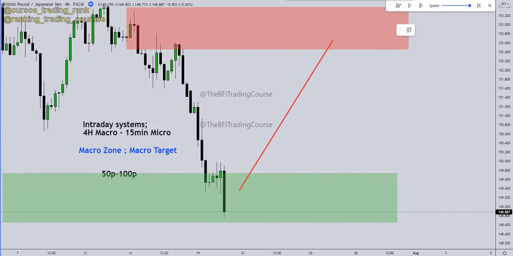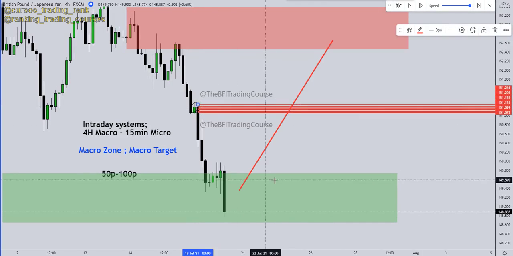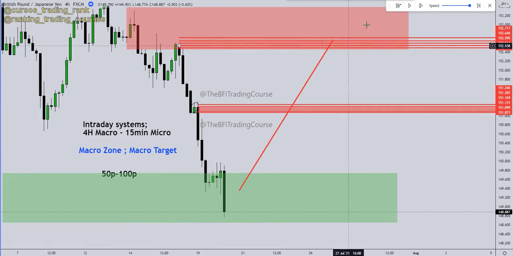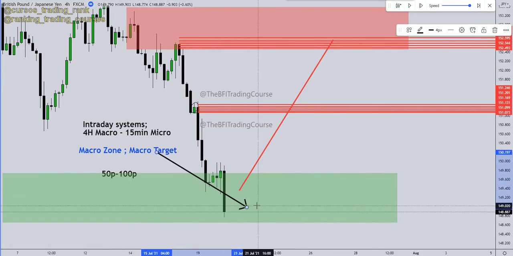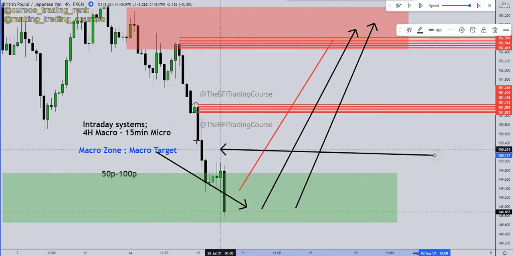That is the earliest basing zone that could be a target. We never got on the 15-minute to look for 4 hour zone, 4 hour target. Target number one, if you're super desperate, not a bad idea. Where's the next target? Maybe target two up here, which is taking a trade from a 4 hour buy zone to a 4 hour sell zone, zone to zone, but on the 4 hour intraday type systems.